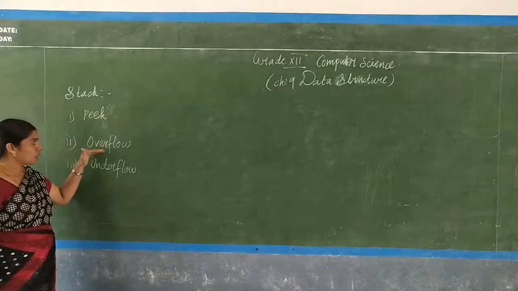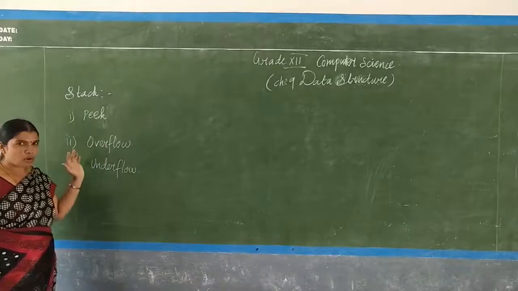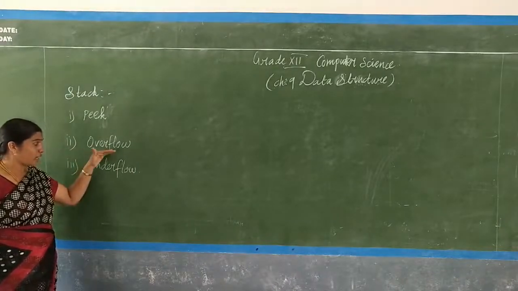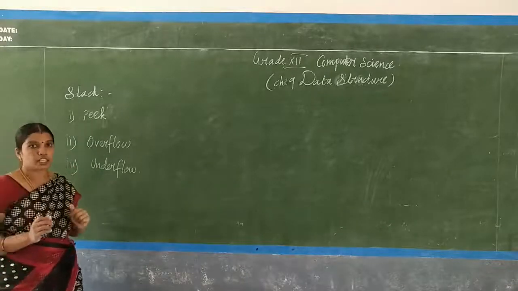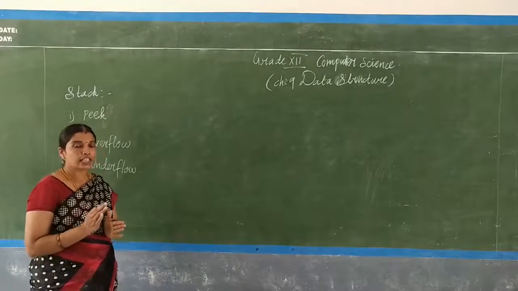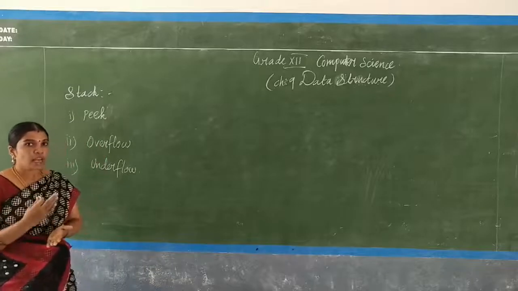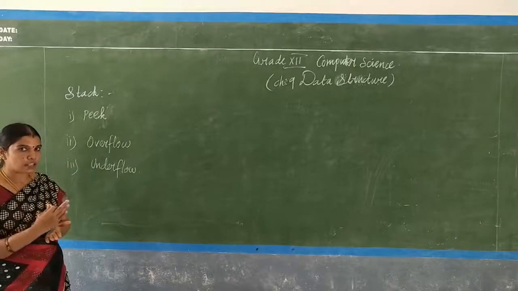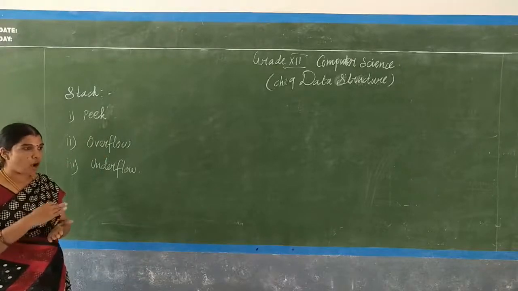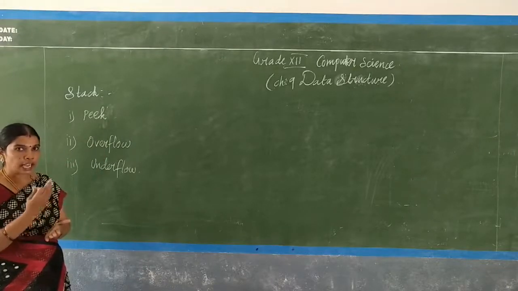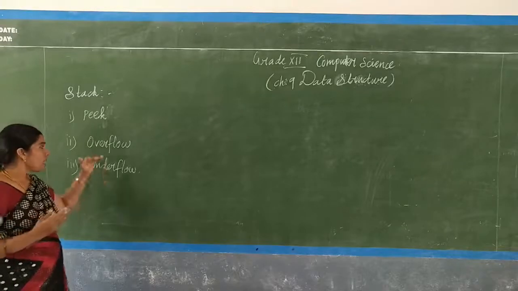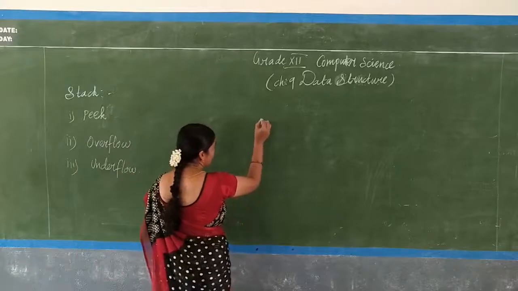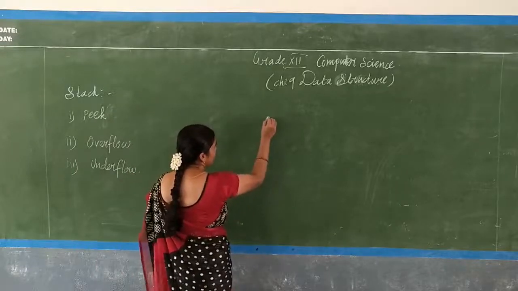The next one is overflow. What does overflow mean? This situation occurs when the stack is full. When the size of the stack is fixed, above that, if we want to insert a new item into the stack, the overflow situation will occur. For example, the capacity, the size of the stack, will be 4.